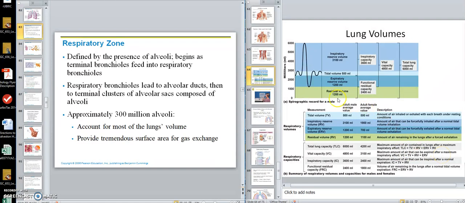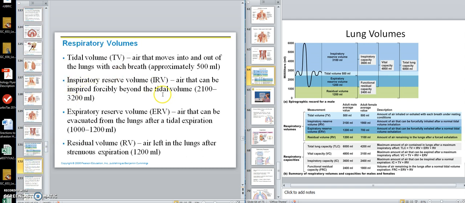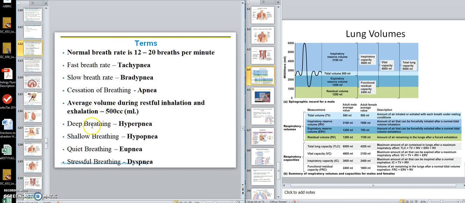Okay? So what I've described to you are your different volumes. When we go back to this, here would be those numbers. So deep breathing is called hyperpnea. Shallow breathing, hypopnea. Quiet breathing, which you probably are doing now, is eupnea. And stressful breathing is dyspnea. So what we've done, we've put these volumes together.